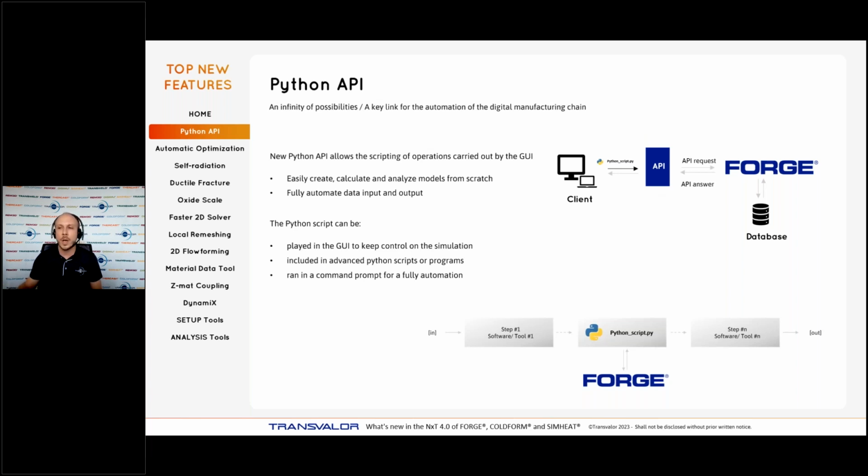So you can now easily create, start, and analyze a simulation from scratch in an automated way. So you can fully automate the setup or a portion of it, and you can also automate some actions in the analysis. And if you are working with several applications, you can also ask for FORGE results without opening FORGE with a Python script. So that's the strength of this API.